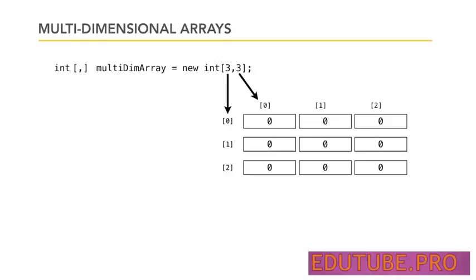So if I wanted to refer to a specific box inside the memory of the array here, I would say something like multiDimArray[0, 1] = 10. And that means row 0, column 1, and that's the one that gets changed to 10.